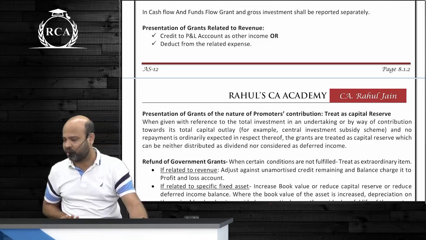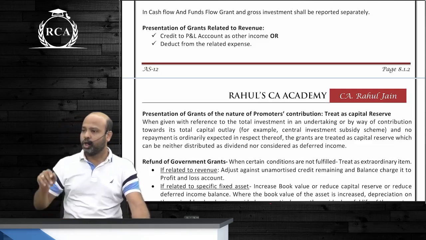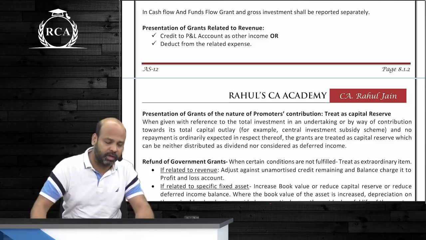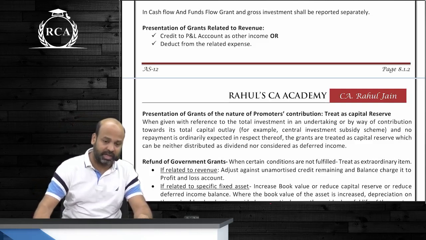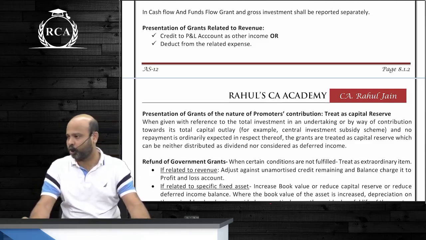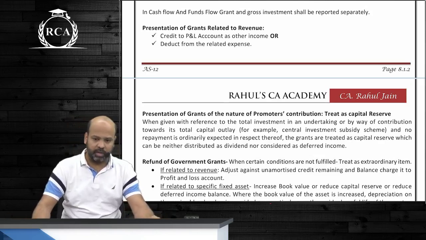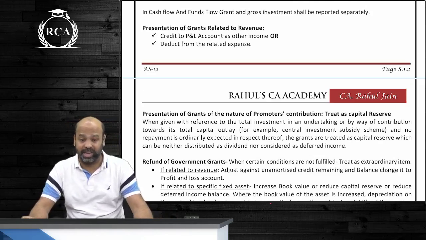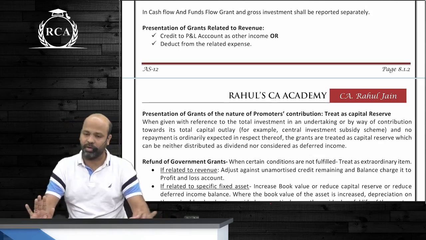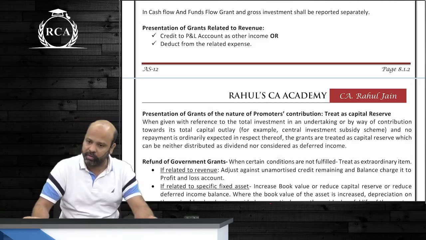If the grant was transferred to deferred government grant account, to the extent the balance is lying in deferred government grant account, you will adjust it against that. The balance will be transferred to profit and loss account. So, this is the last point, guys. Any refund of government grant is always to be considered as an extraordinary item. This is what we have learned under AS 12, nothing else.